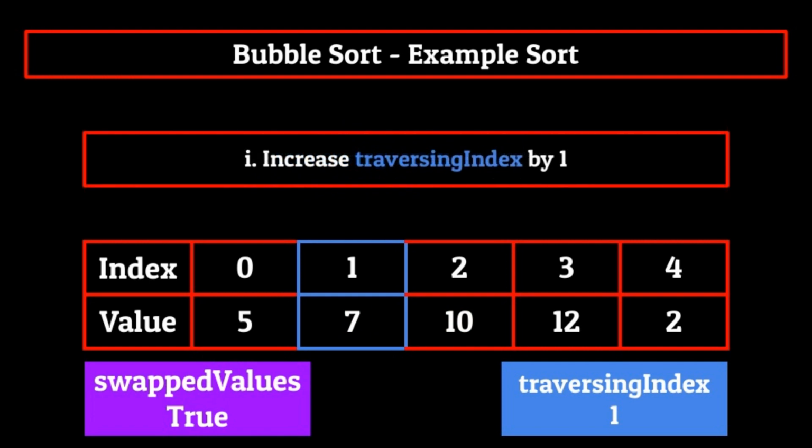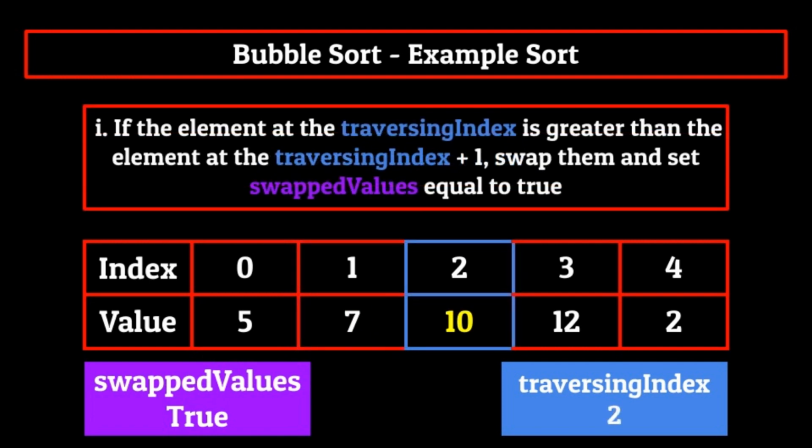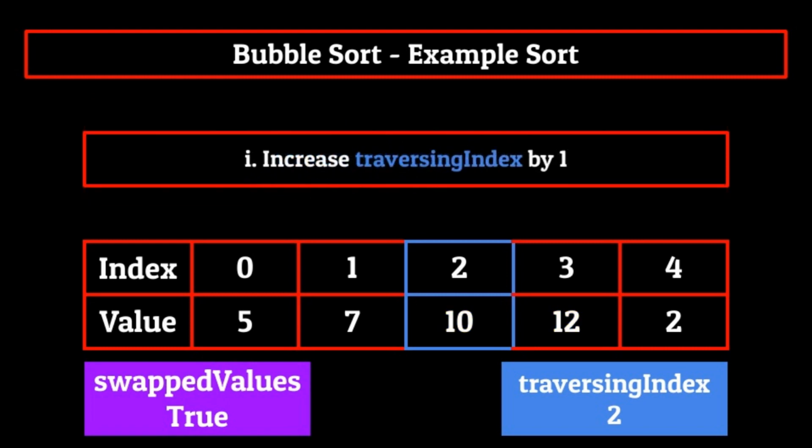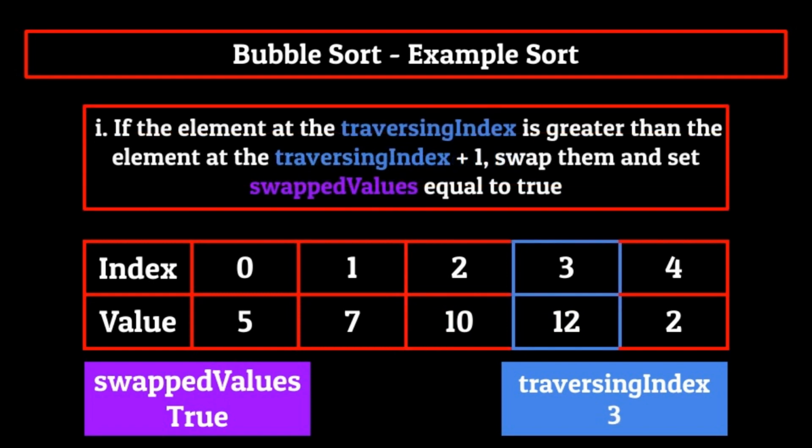We again increase our traversing index and check 10 against 12. 10 is less than 12, and so we don't need to swap the two elements and can instead just increase our traversing index. Again, you'll notice that the value at the traversing index, 12, is greater than the value at the traversing index plus 1, 2. This means that once again we swap the integers 12 and 2.